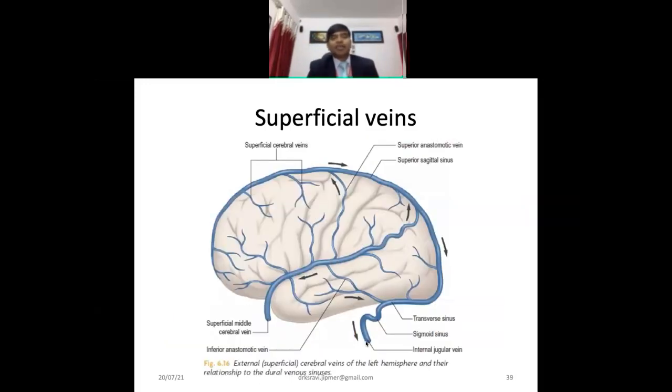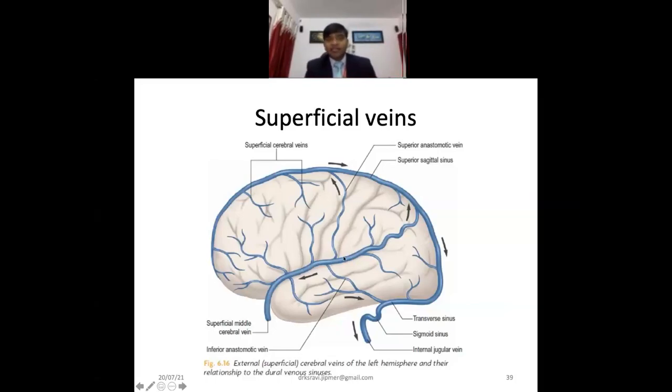Now, we'll see in the next slide, these are the superficial veins, right? When you talk about the superficial veins, they will be 8 to 10 in number, and they mainly drain the upper part of the superolateral and the medial surface of the cerebrum, which you can appreciate over here. Finally, these veins open into the superior sagittal sinus. You can appreciate in the diagram, this is the superior sagittal sinus. So these veins, which drain the superolateral or the medial surface of the brain, will ultimately open into the superior sagittal sinus.